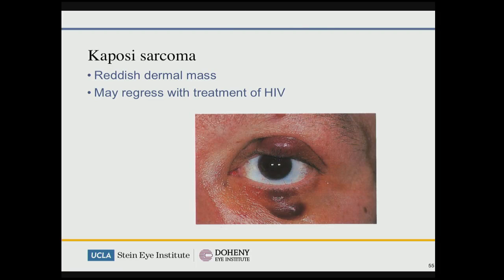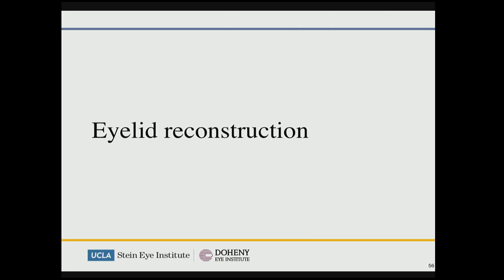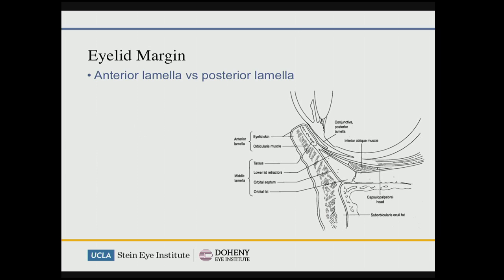Kaposi sarcoma, which was seen widely in the AIDS crisis many years ago, is a reddish dermal mass, and these may regress with treatment of HIV. So I want to talk a little bit about eyelid reconstruction.